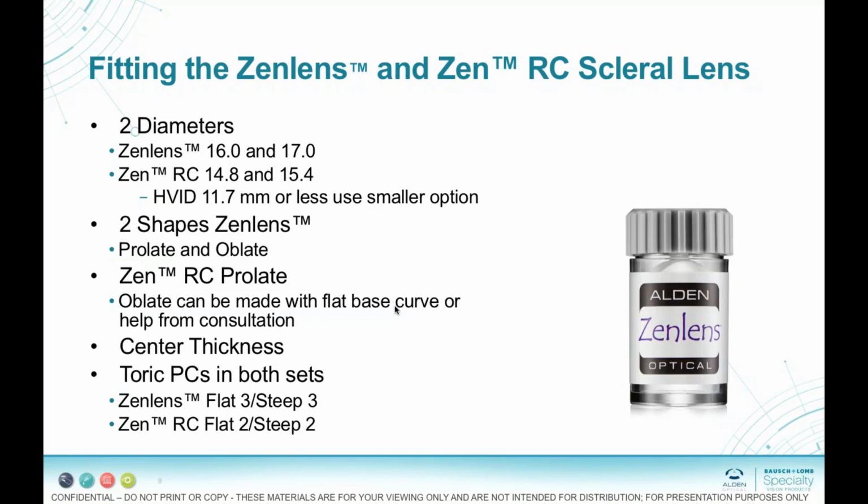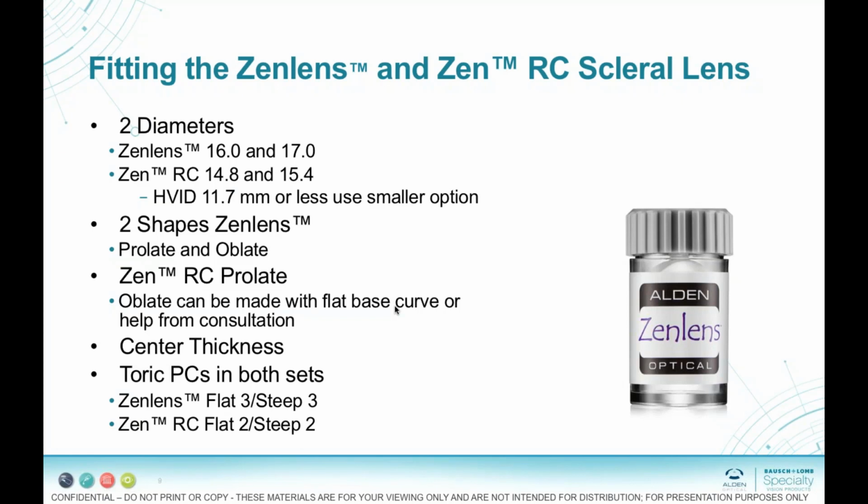The ZenRC comes in also 2 diameters, just like the Zenlens, but the diameters are smaller. So 14.8 and 15.4 instead of 16 and 17 like Zenlens. In general, again, how do we choose the diameters? The set is very carefully designed, so it's just as straightforward as this.